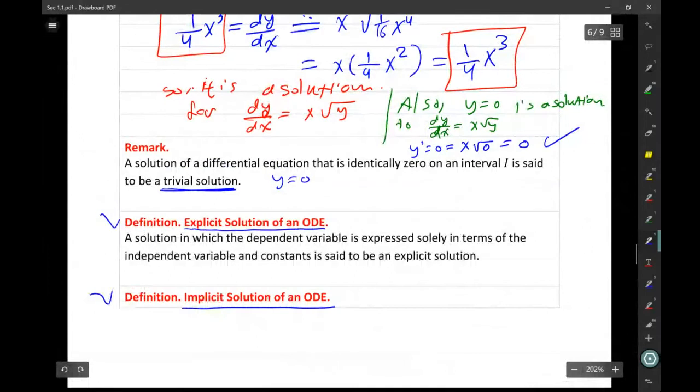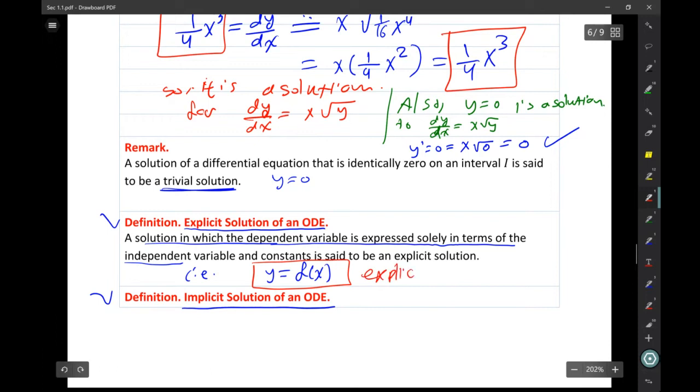What's the meaning of the explicit solution of my differential equation? A solution in which the dependent variable is expressed solely in terms of the independent variable and constants is said to be explicit. I mean the solution y equals f of x. If my solution is written in this form, this is called an explicit solution.